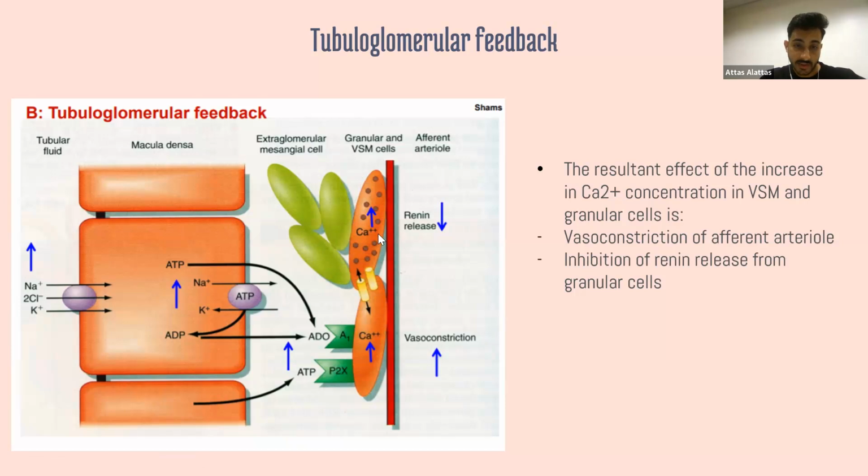So the cell that has these vesicles is the granular cells. It has the renin cells. However, this cell is the vascular smooth muscle. It is there for the vasoconstriction. However, this cell is there for renin release. Now, because calcium is increased here in the vascular smooth muscle, it will cause vasoconstriction of the efferent arteriole. But in the granular cells, because calcium is increased, it will decrease renin release. So as a result of both of these effects, the GFR will decrease.